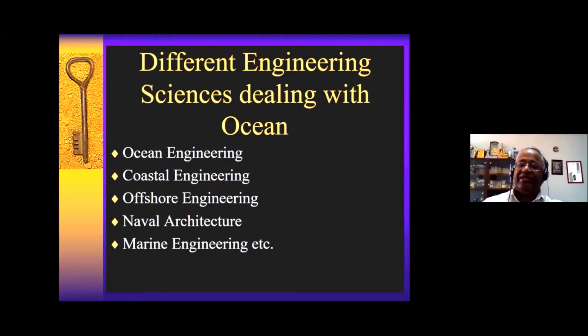So if he wants to build a ship, that is a course called naval architecture. But when you build a ship, it has to be always in water, ocean water. So it enters into the ocean, so it plays with ocean science.